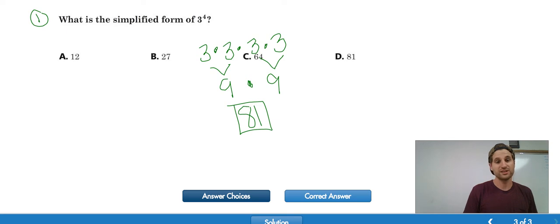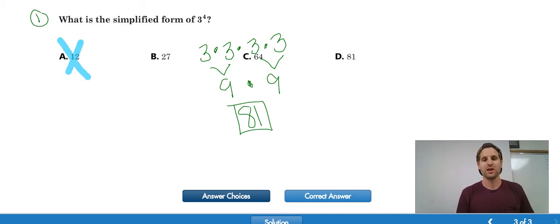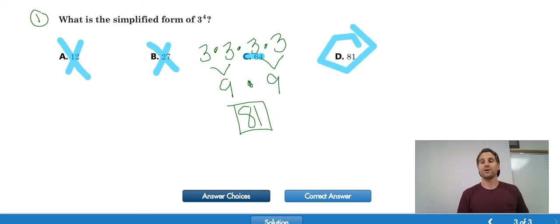12. That's 3 times 4. Common mistake. Students sometimes will think 3 times 4 is correct. 27, that was close. That would be 3 times 3 times 3, so they missed one. 64, I'm not sure what they did there. Maybe 4 to the 3rd power, potentially, or 4 to the 4th power. But 81 is our correct answer.